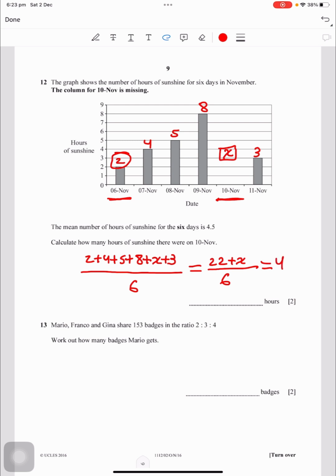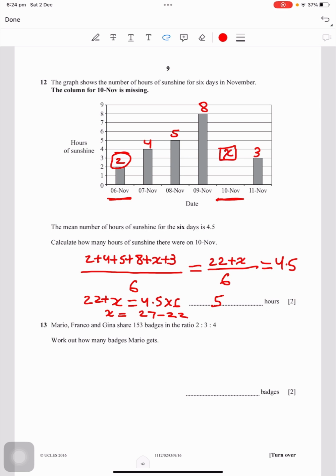Okay, so it is equal to 4.5. Now what we need to do is we can write 22 here, plus X is equal to 4.5 times 6. So X is equal to 27 minus 22, and that is equal to 5. So 5 hours is our answer. You can write it here.